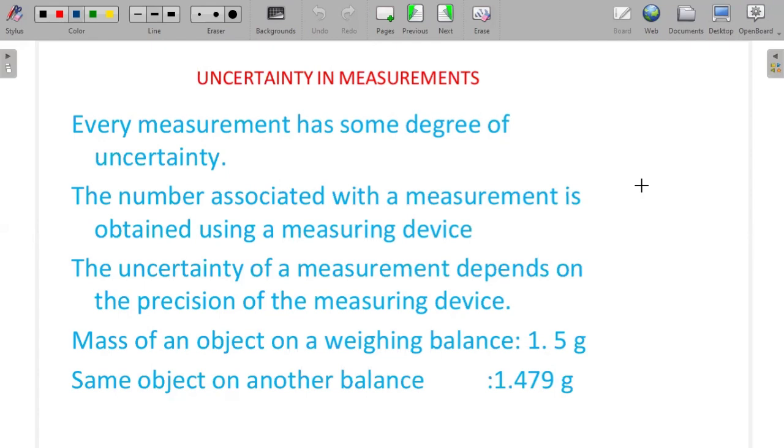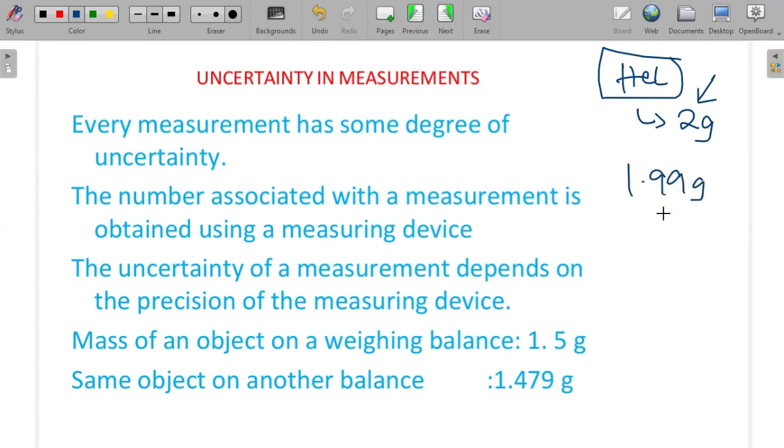For example, if I have hydrochloric acid, and I'm saying this hydrochloric acid weighs 2 grams, when I put it on that weighing balance, the reading that I'm going to get is not exactly 2 grams. It will be maybe 1.99 grams, or it can be 2.1 grams. So it can be a number that is above or a number that is what? Below.